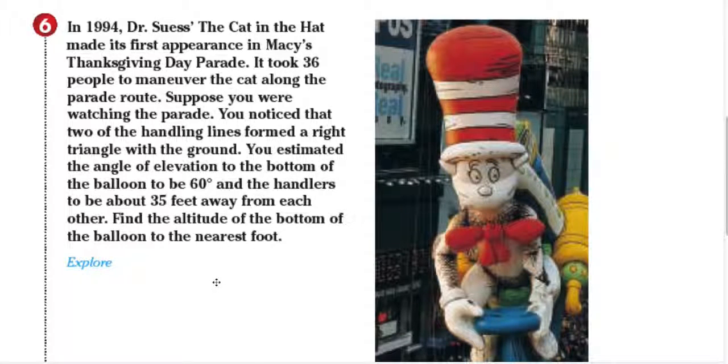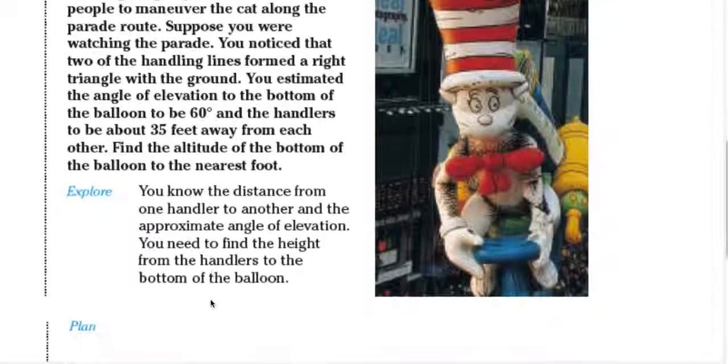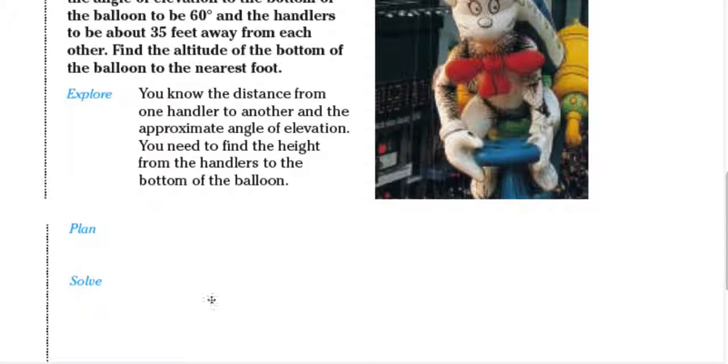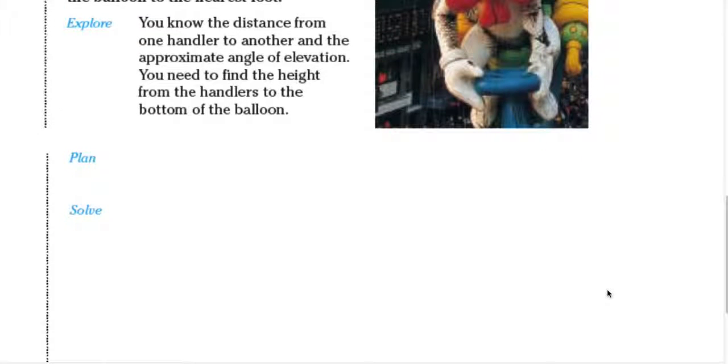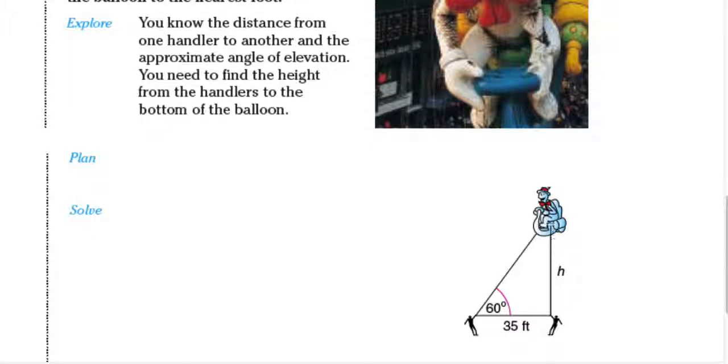So first things first, what do we know? You know the distance from one handler to another, and the approximate angle of elevation. You need to find the height from the handlers to the bottom of the balloon. It's going to be very difficult to answer this question if you don't draw it out or create an illustration. The illustration should look something like this. These are your handlers, and this is what we want to find out: the distance from the handler to the bottom of the balloon, and the distance between both handlers, 35 feet. And your angle of elevation is the line of sight above the horizontal. If you make this your angle of elevation, you are going to get this wrong every single time. So remember, that's your angle of elevation.